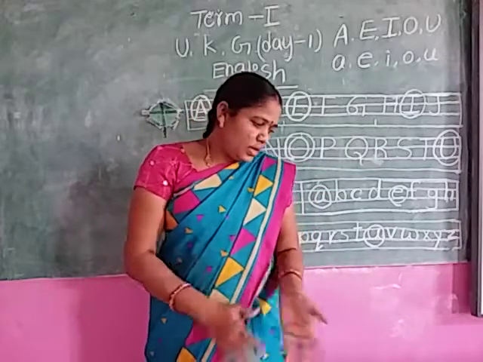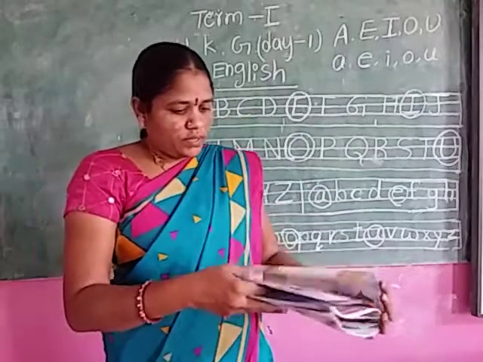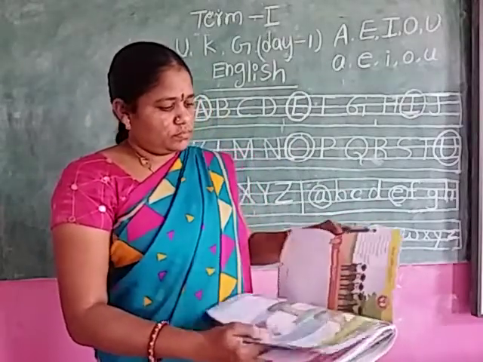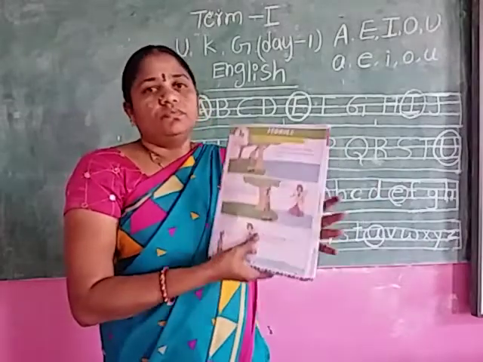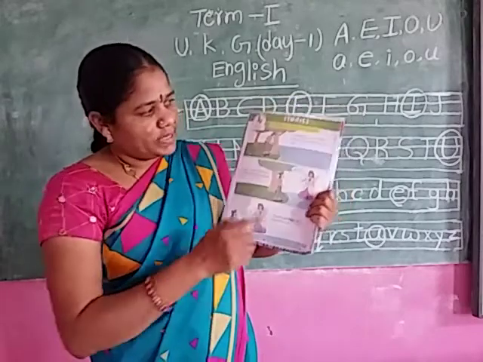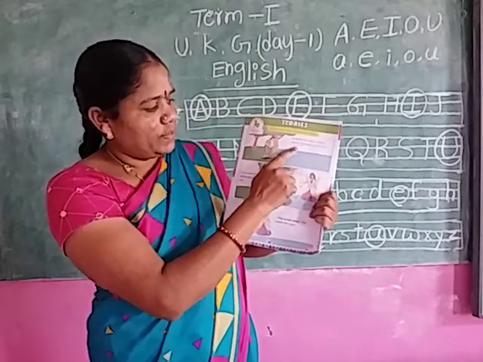Okay, this is your first rhyme. Next, story. What is the name of the story? The Workman and the Fairy. See, the workman was cutting wood. His axe fell into the river.